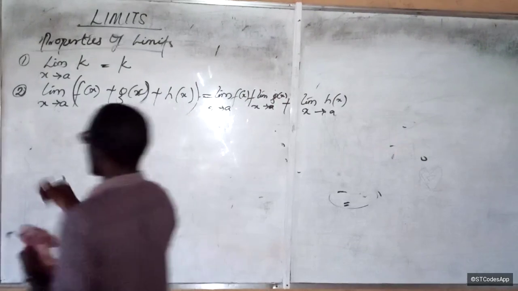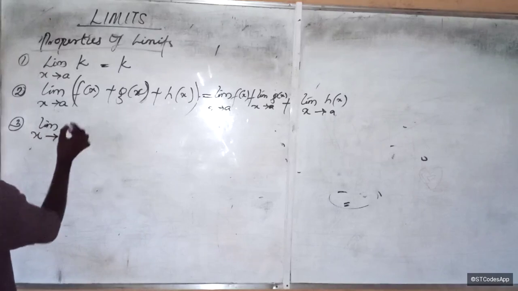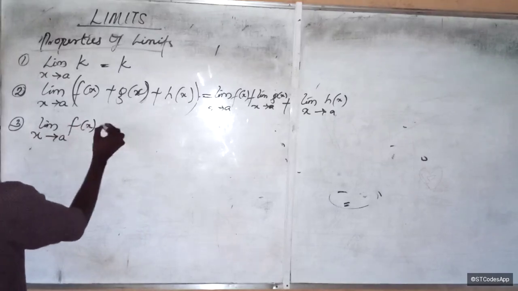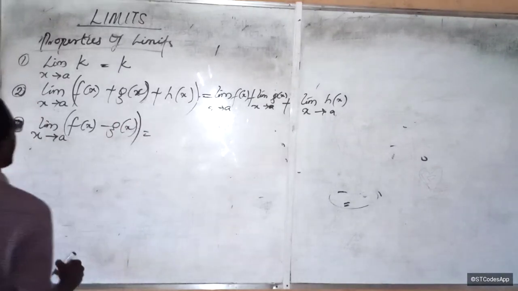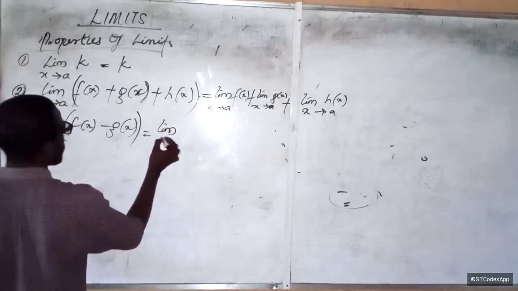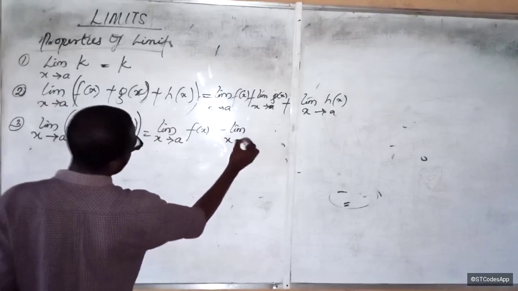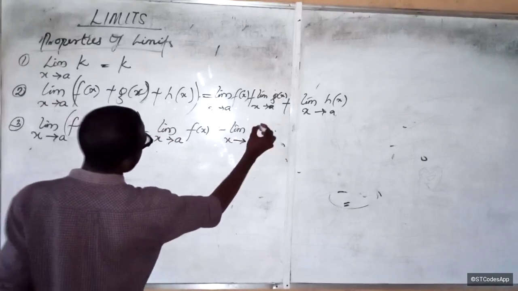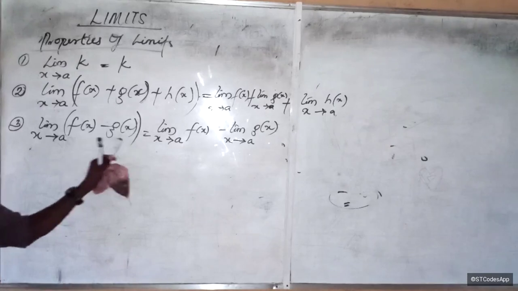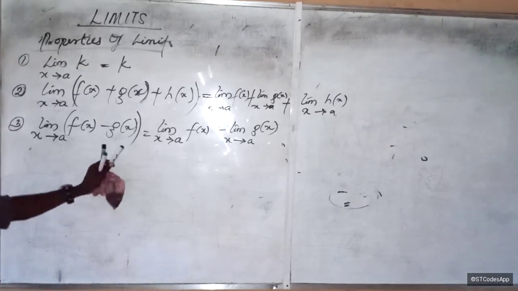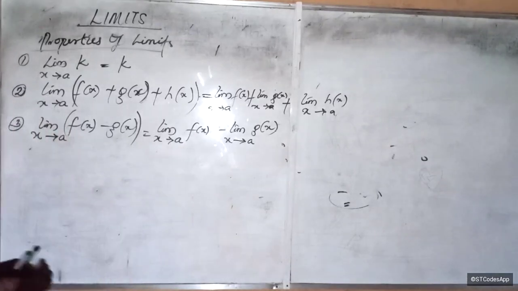All right. Then number 3 says that the limit as x approaches a of f of x minus g of x should be equal, the same way, to the limit as x approaches a of f of x minus the limit as x approaches a of g of x. So the limit of the difference of functions should be equal to the difference between the individual limits.